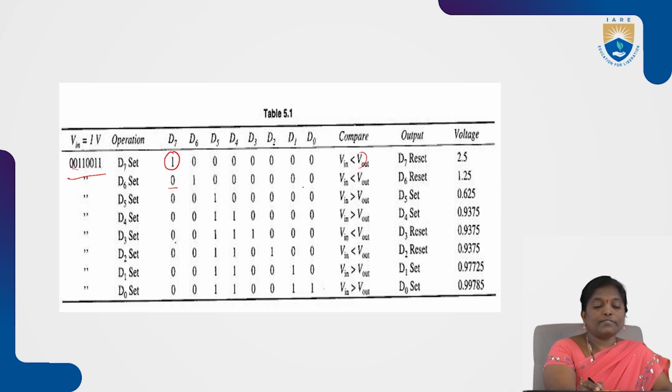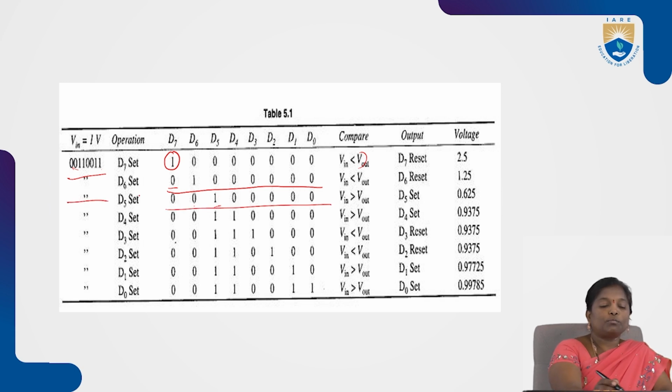Again compare this with input voltage. In this case also the output voltage is greater than that of input. So, reset the 6th bit position and set D5 to 1. Now, this bit is compared with V input. In this case, the input voltage is greater than that of output voltage. So, keep the D5 bit as it is, and for the next clock pulse, the 4th bit position is 1.